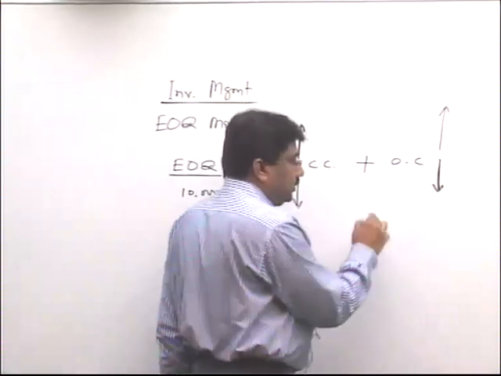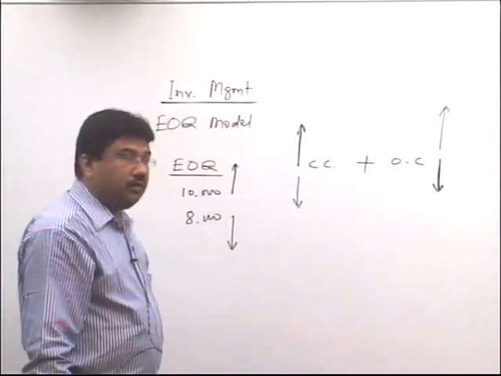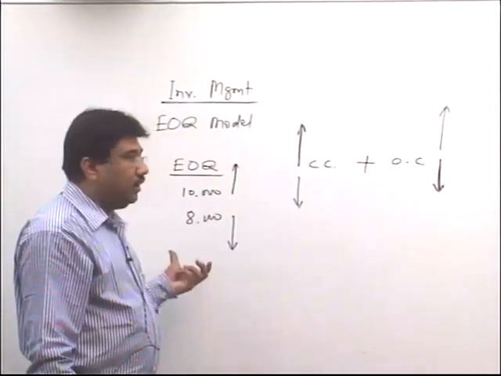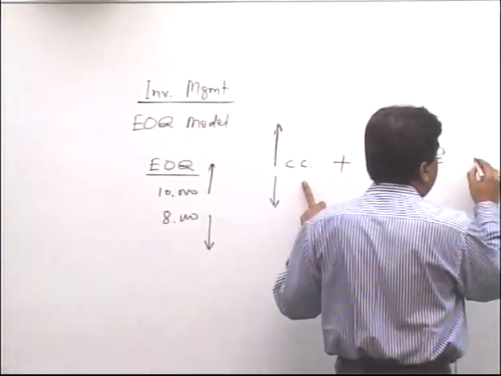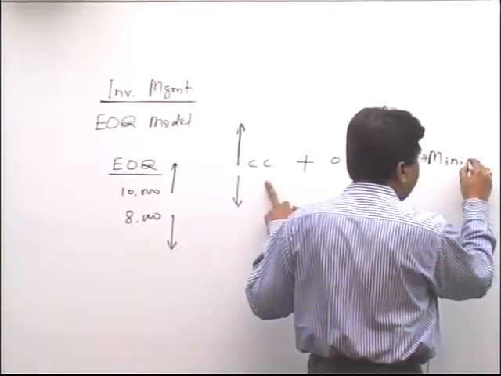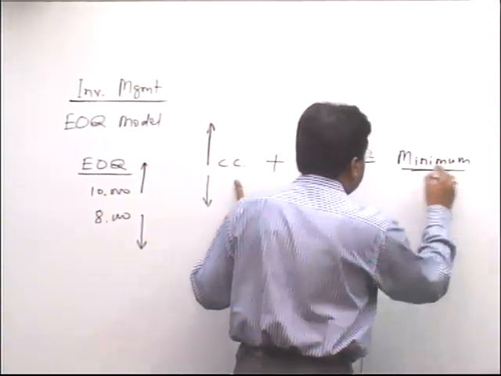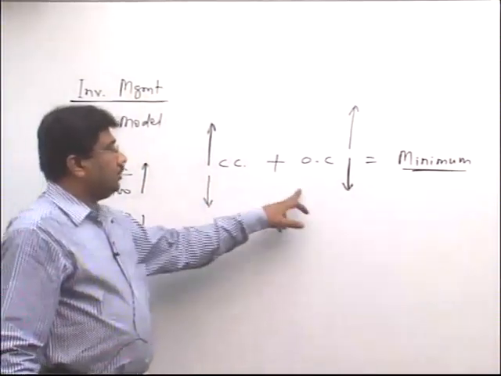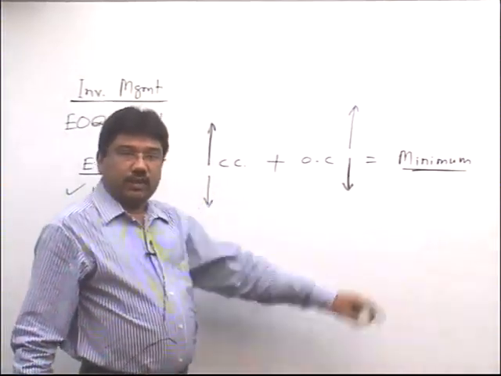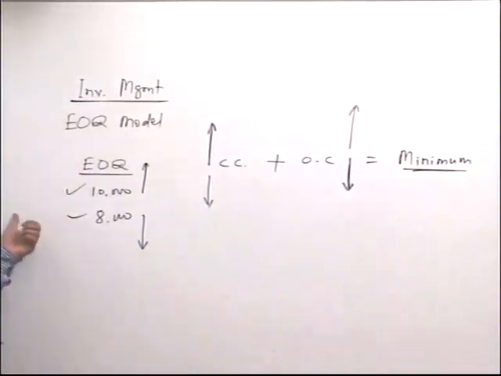Balancing act means we should order that many units in one order where the sum total of ordering cost and carrying cost is minimum. So that quantity should be ordered where the sum total of ordering cost and carrying cost is minimum, and that is called economic order quantity.